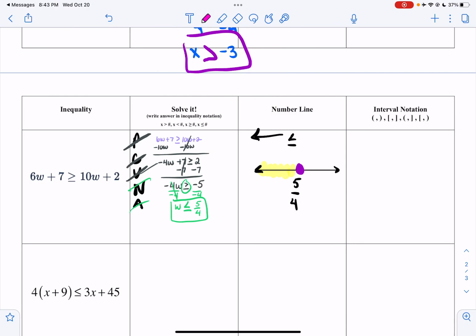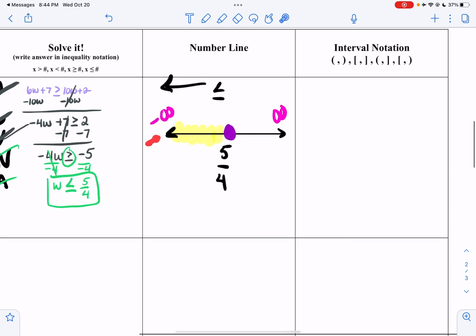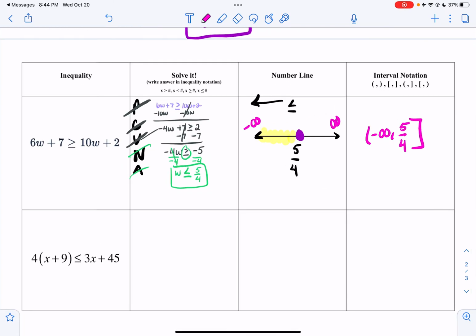Now to remember my negative infinity and my infinity. Since I'm starting with negative infinity, I'm going to do my negative infinity first. And then I'm going to do my 5 over 4. And since I'm including it, it's going to be a bracket. And that's my final answer.